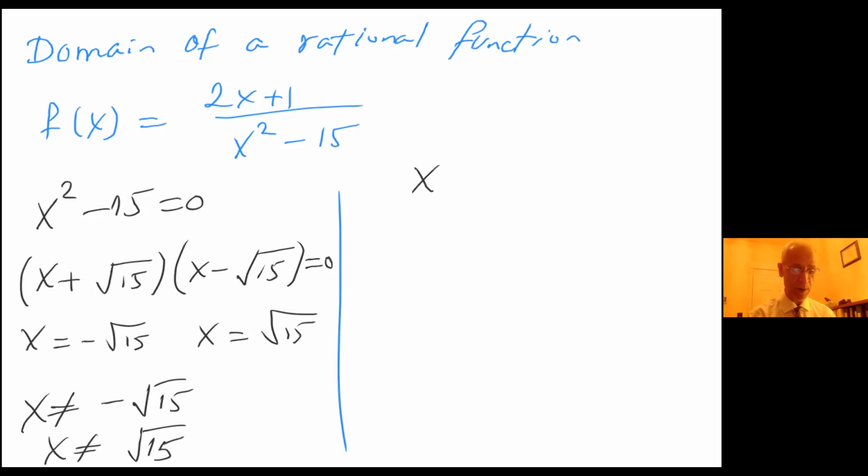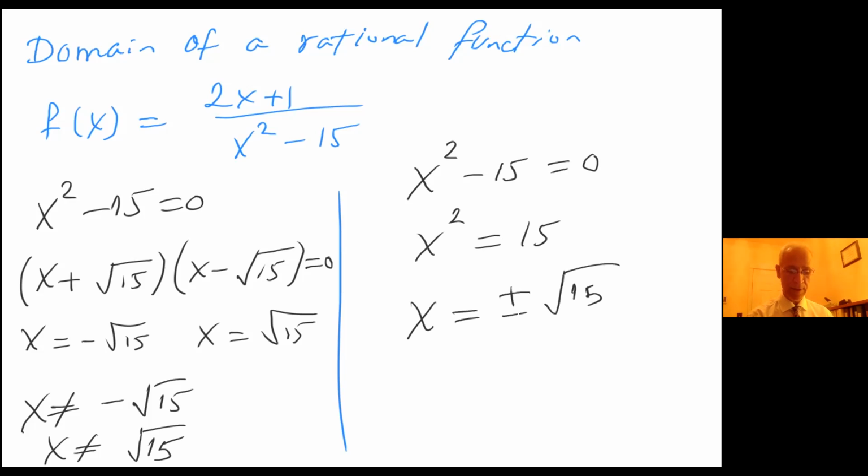And if you don't like factoring, but I can think, why shouldn't you like factoring? You can say x squared minus 15 equals 0. Add 15 to both sides. Now I have x squared equals 15. And take the square root of both sides. So I have x equals plus and minus square root of 15. So you know that x cannot equal plus and minus square root of 15, which is the same answer we had in here.